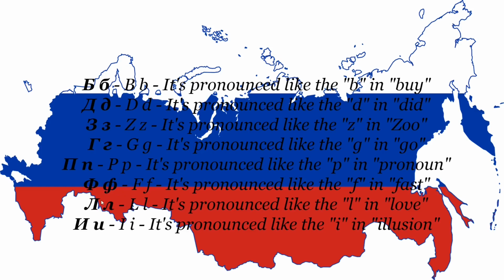Next we have the L sound, which looks like this. I'm going to stop explaining what it looks like. This is the L. Next there's the E sound, as in the I sound in illusion. And this one is like a backwards, weird looking capital N.